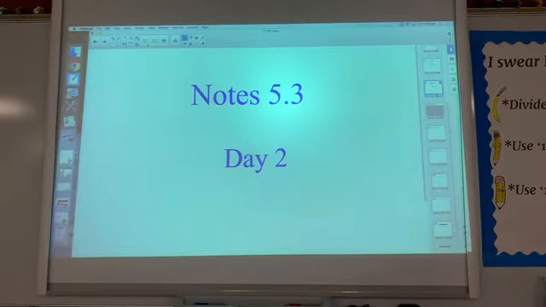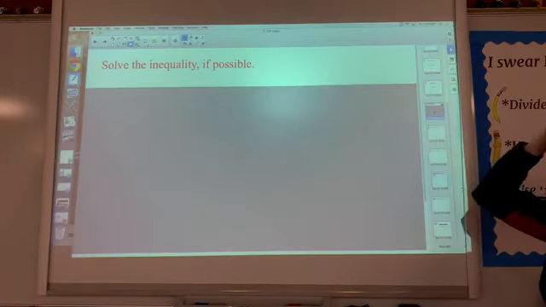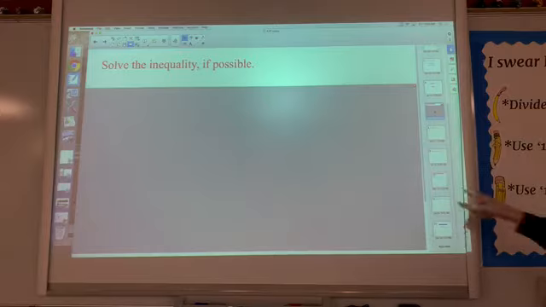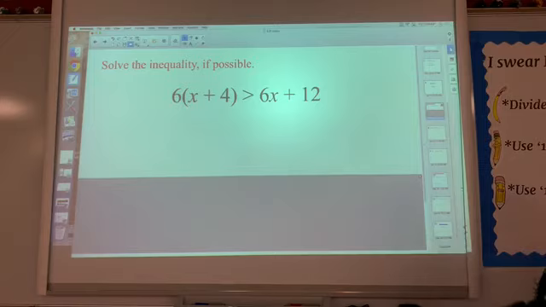Notes 5.3, this is day 2. We already did section 5.3 the first day, but now we're going to solve the inequality if possible. Go ahead and take the time to write this original problem down. It's 6(x + 4) > 6x + 12. Pause the camera every time if you need to make sure that you get the problem written down.